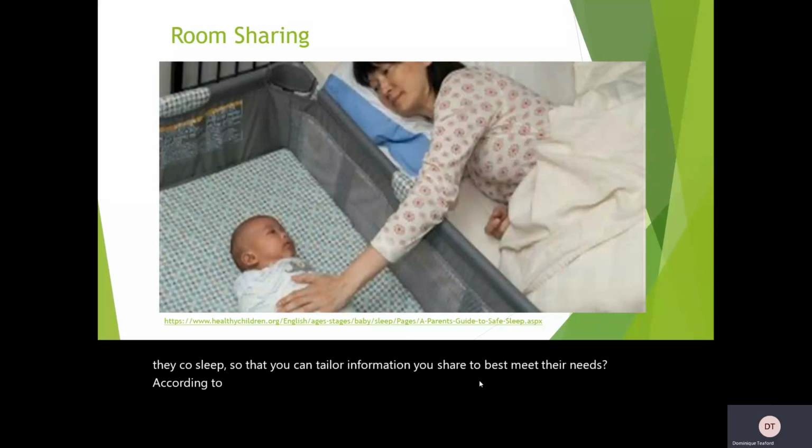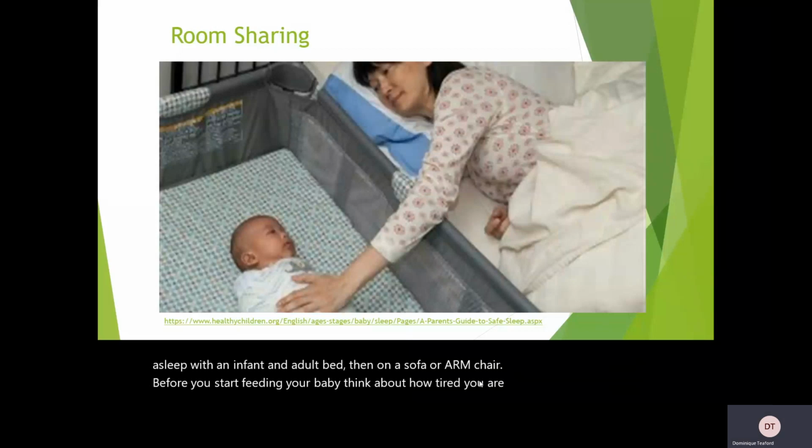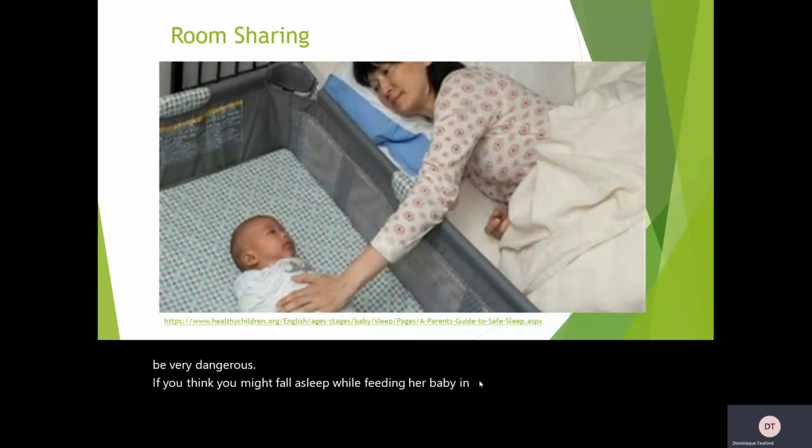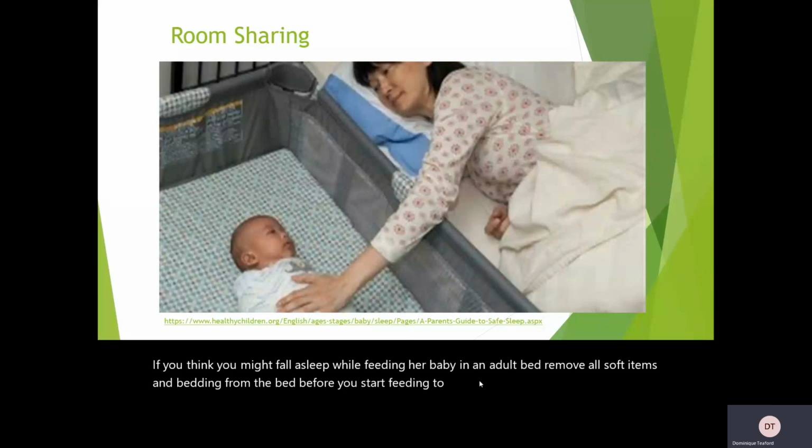According to the National Institutes of Health, research shows that it is less dangerous to fall asleep with an infant in an adult bed than on a sofa or armchair. Before you start feeding your baby, think about how tired you are. If there's even a slight chance you might fall asleep while feeding, avoid couches and armchairs. These surfaces can be very dangerous. If you think you might fall asleep while feeding your baby in an adult bed, remove all soft items and bedding from the bed before you start feeding to reduce the risk of SIDS, suffocation, and other sleep-related causes of death.